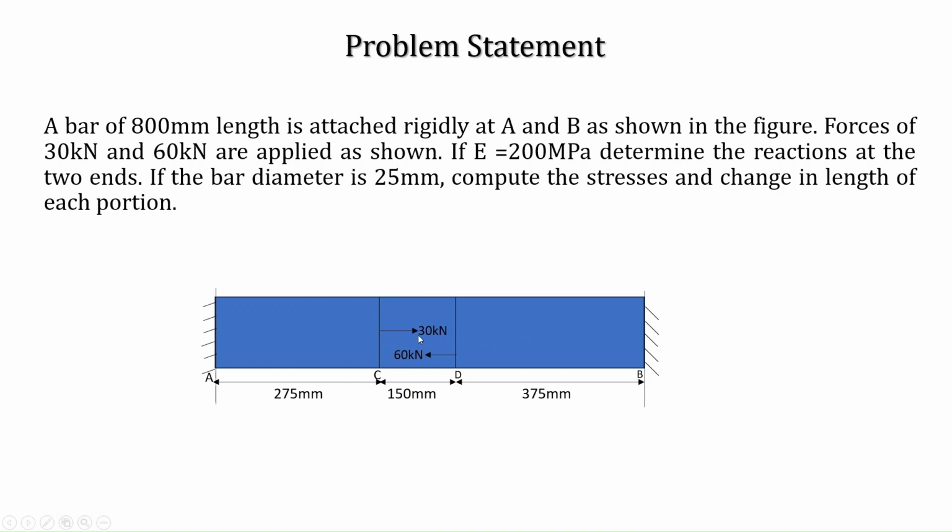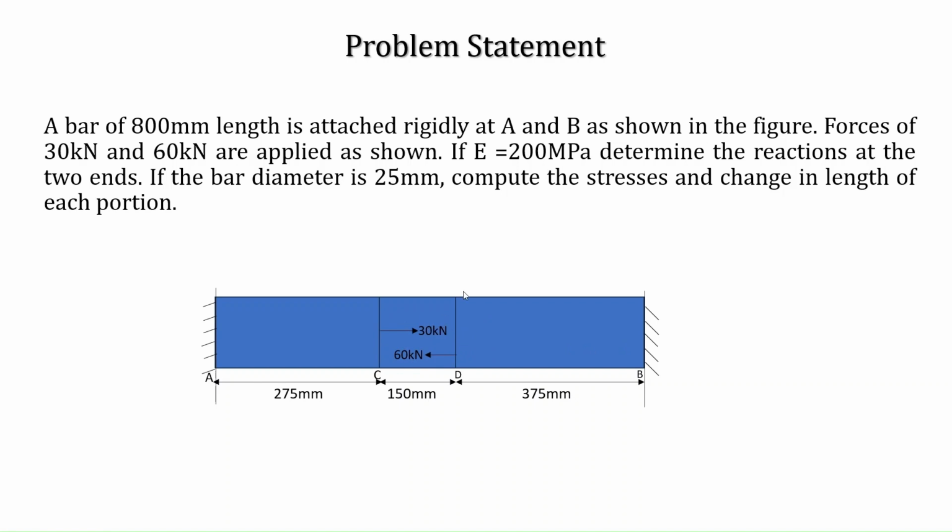You can see how the two loads of different magnitudes and directions are applied here. 30 kilonewton is tensile for the portion AC, whereas it is compressive for the portion CD. And for the portion CD, the 60 kilonewton is a compressive load, whereas for DB it is tensile. In this combination we have varying loads, and now we need to compute the deformation, reaction forces at the support, and also the total elongation in each portion of the bar.